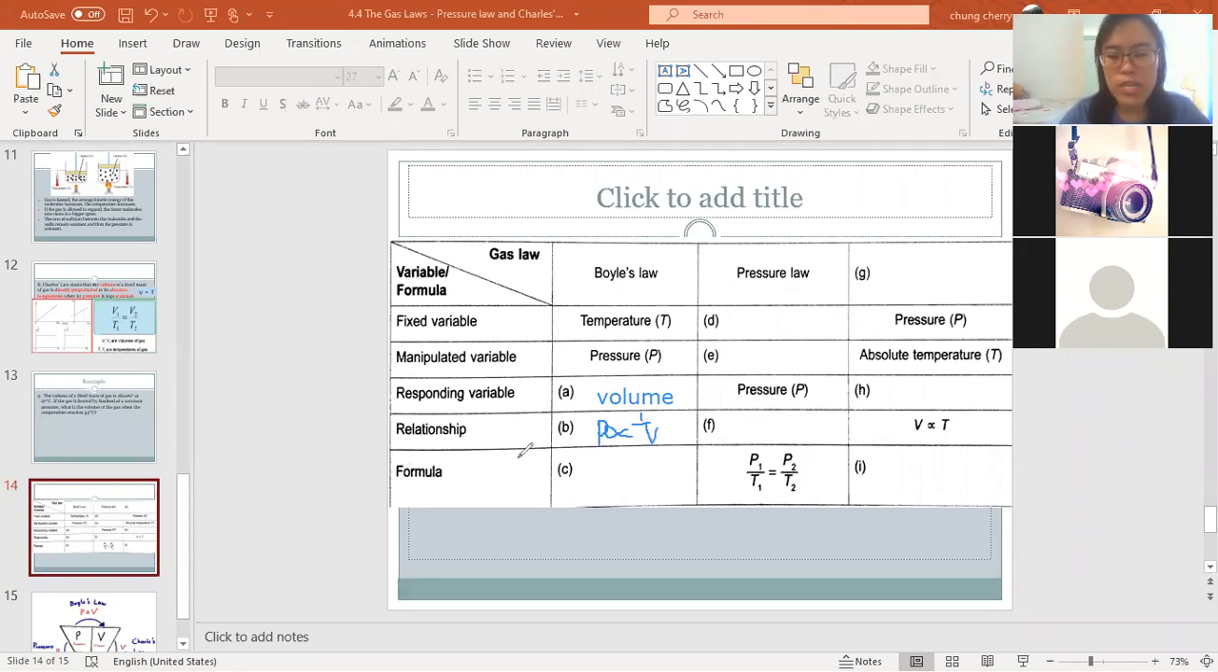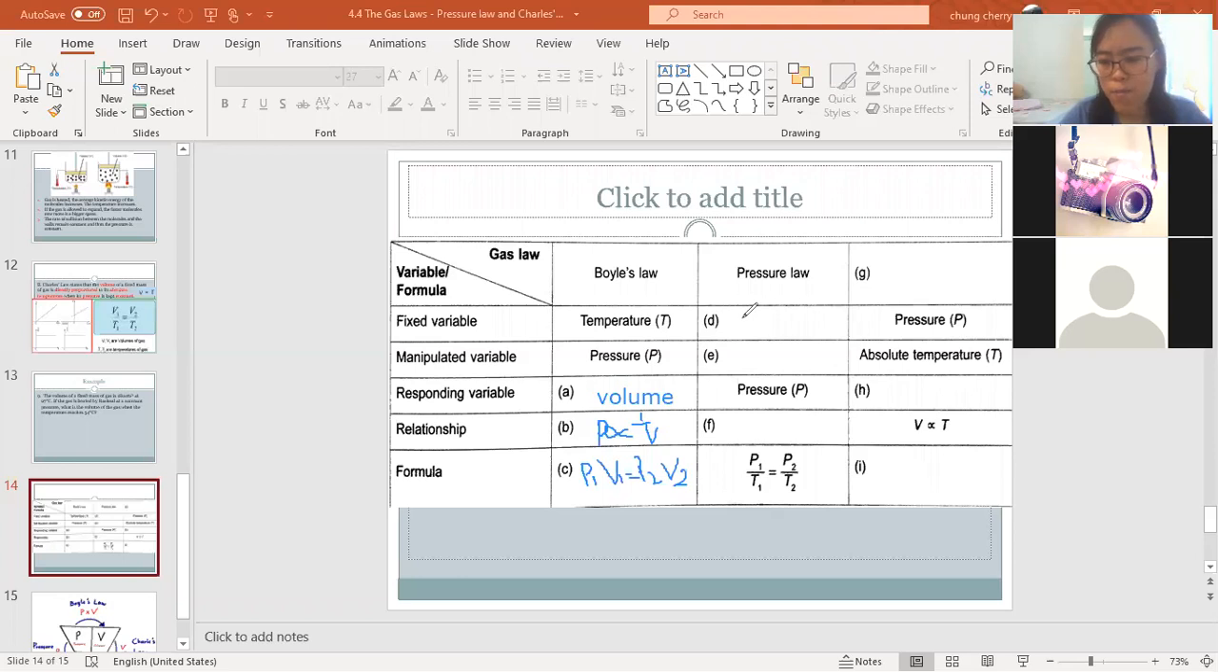Very good. So what is the formula we are using? Just now I see someone write the answer already. Iklima. What is the C? C, correct. Emily, correct. Yes, P1 V1 equals P2 V2. Okay, very good.